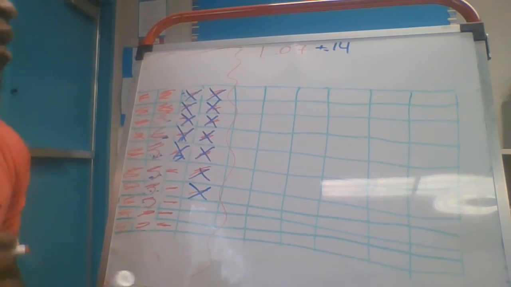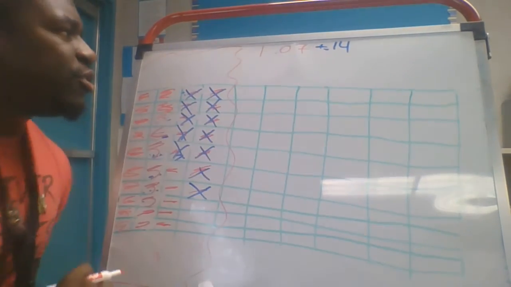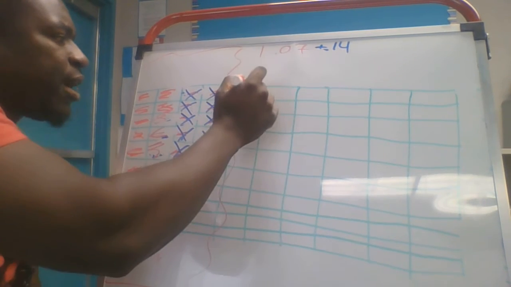Stay safe. All right, so we're going to go ahead and count out 7 red squares.